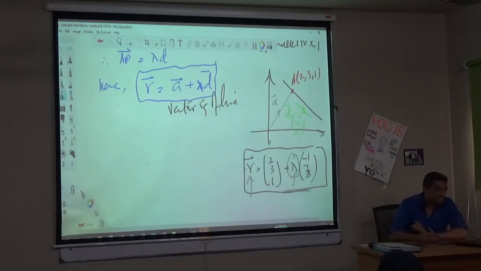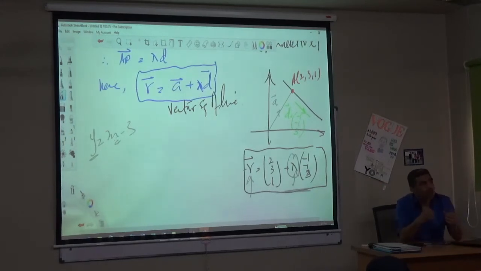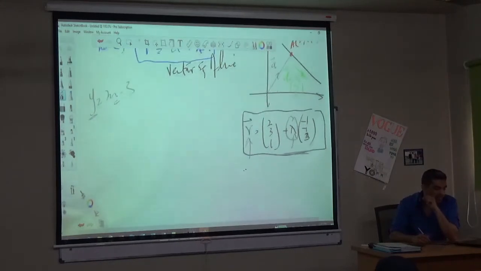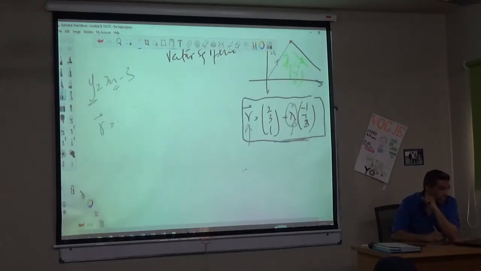Now see, just like when you used to form the equation of a line, let's say y is equal to 2x minus 3, why did you leave x and y open? Because they were representing any point on this particular line. So R is the position vector of any point on the line. R is basically just open x, y, z.